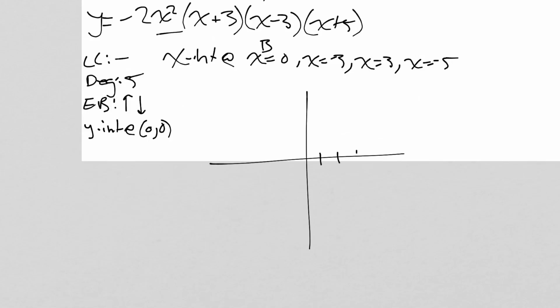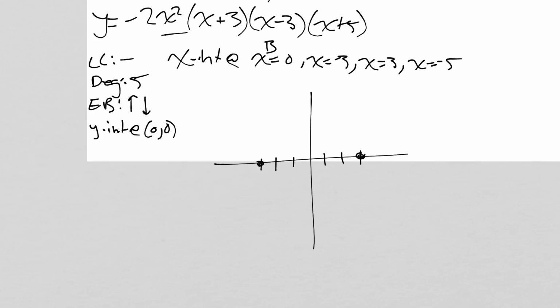So 1, 2, 3, 4, 5. And I said we're starting up, we're going down, we're crossing, we're bouncing, and we're crossing again. That's pretty bad looking. Let's try that again. I don't know, that's still pretty bad looking, but it has all of the correct information in all of the correct spots. So we're finished.